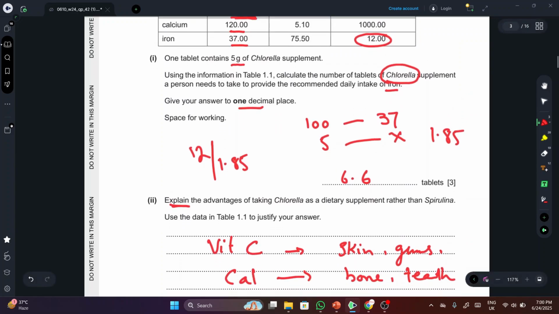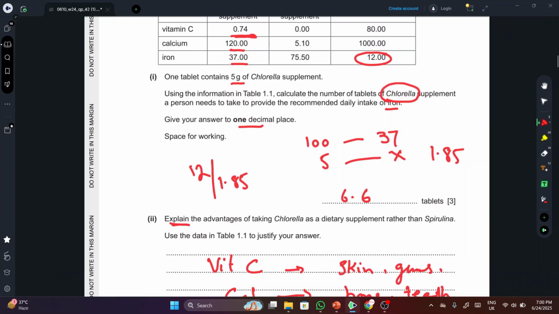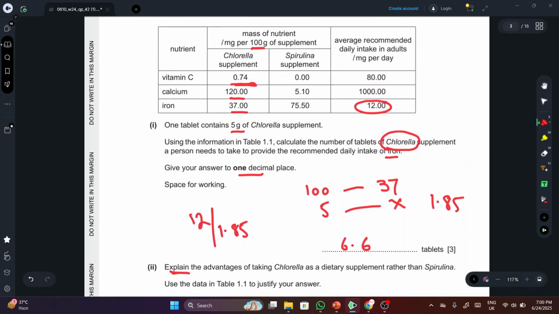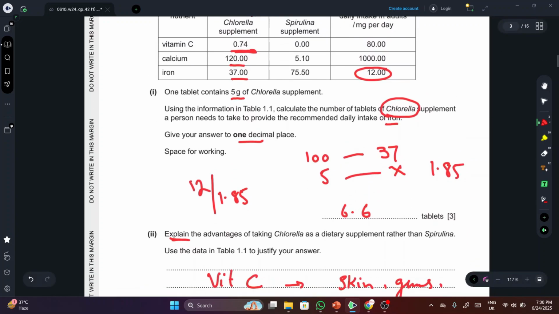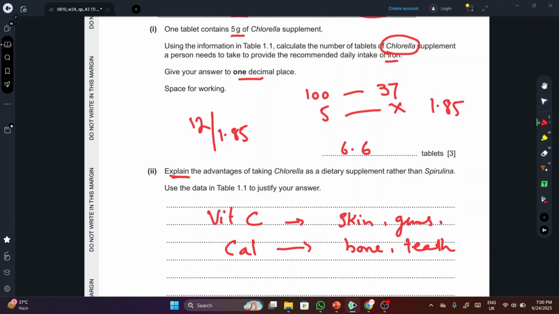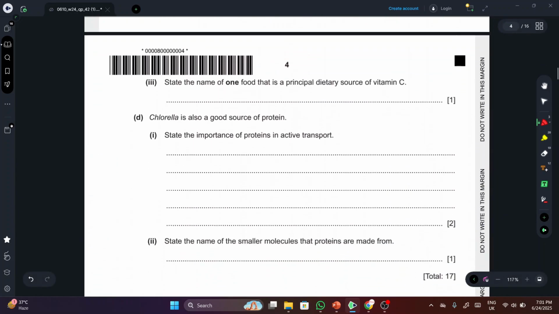Iron, a lot of iron is present here, but the other supplements also have iron. So basically vitamin C, calcium, and iron are needed for making hemoglobin, because iron is a part of hemoglobin. So that's why these are the requirement.